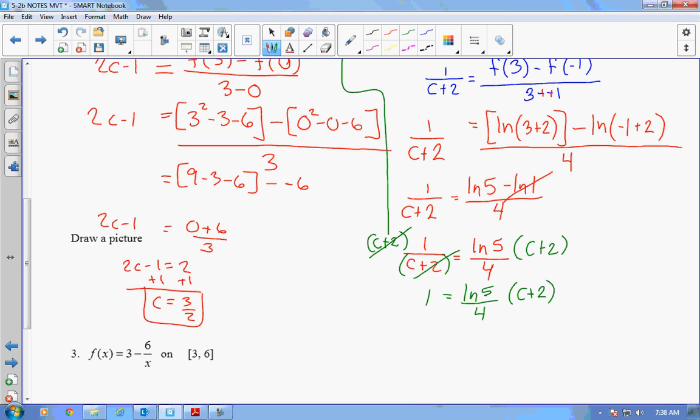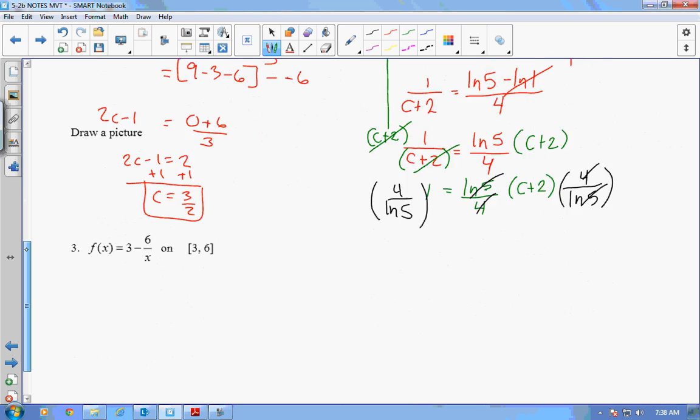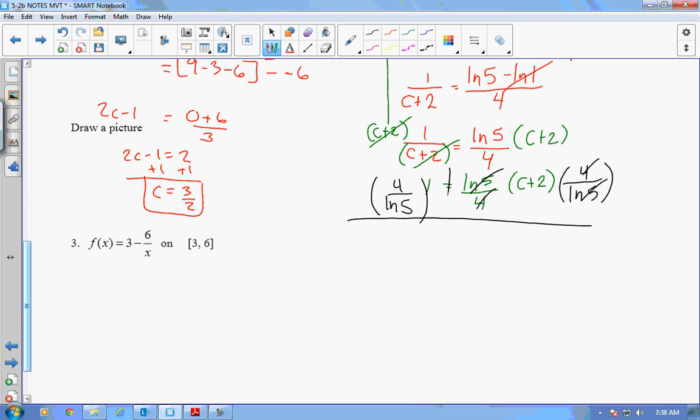Okay, now c is in the numerator, that's good. How do we get it by itself? Yeah, take the reciprocal of that: 4 over natural log 5. 4's cancel, natural logs cancel. Make sure you do it on both sides. So we get 4 over natural log 5 equals c plus 2. So just subtract 2. 4 over natural log 5 minus 2 equals c.